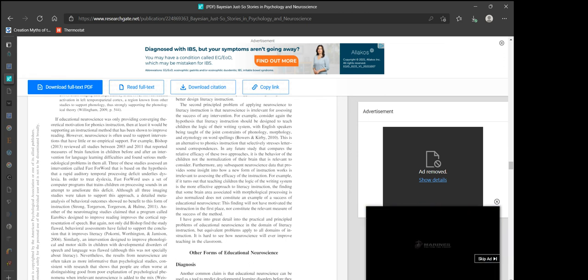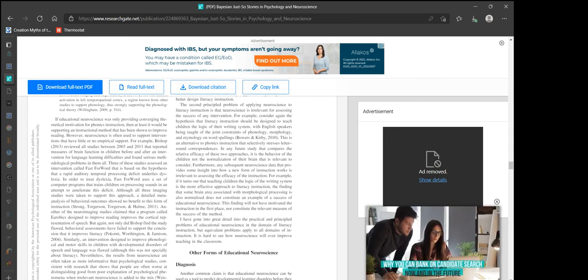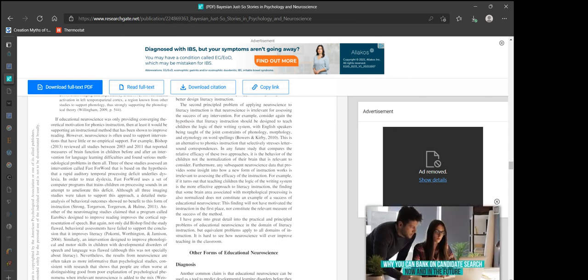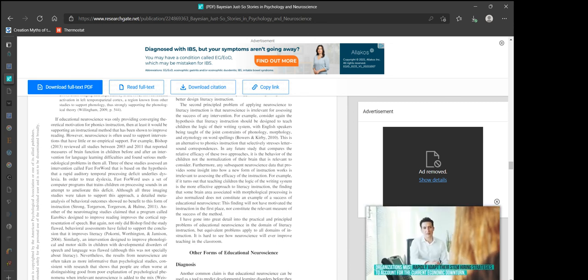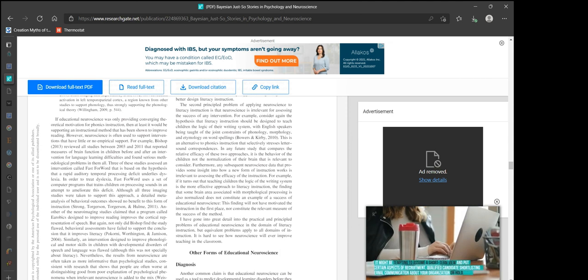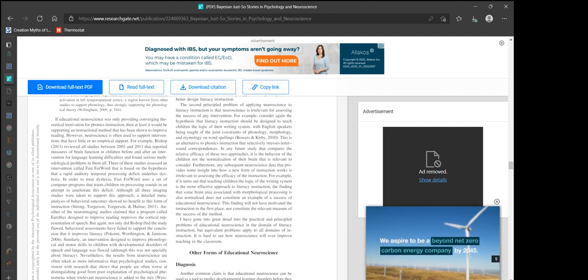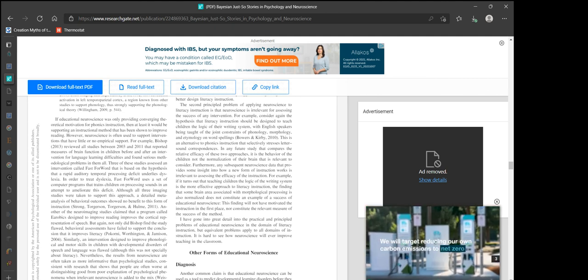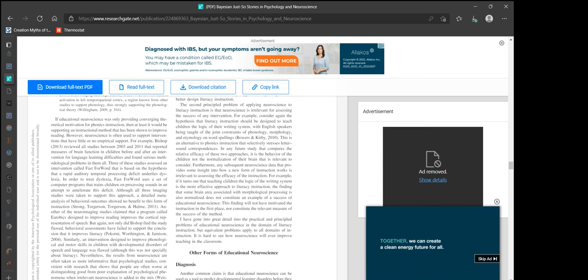Furthermore, any subsequent neuroscience data that provides some insight into how a new form of instruction works is irrelevant to assessing the efficacy of the instruction. For example, if it turns out that teaching children the logic of the writing system is the more effective approach to literacy instruction, the finding that some brain areas associated with morphological processing are also normalized does not constitute an example of a success of educational neuroscience. This finding will not have motivated the instruction in the first place, nor constitute the relevant measure of the success of the method.